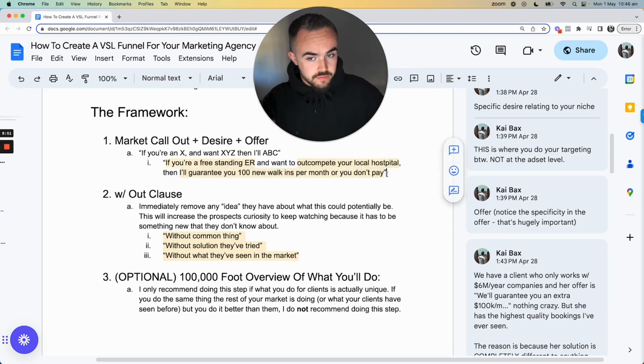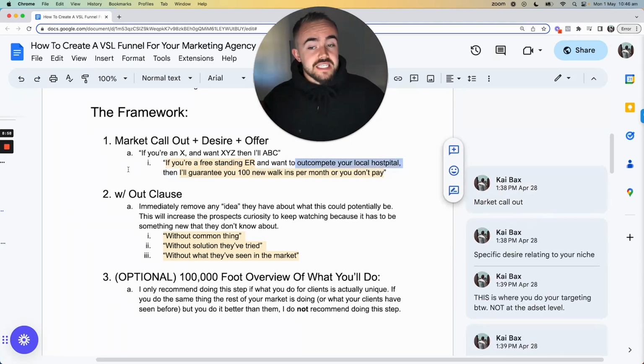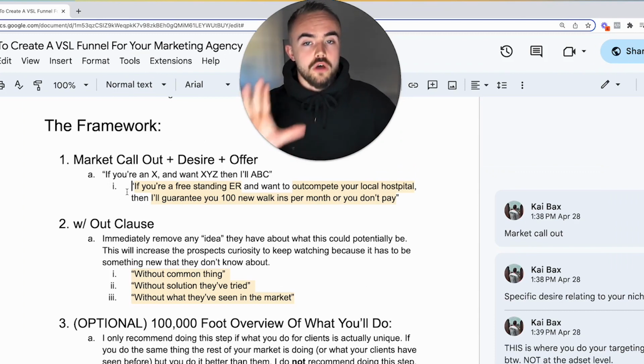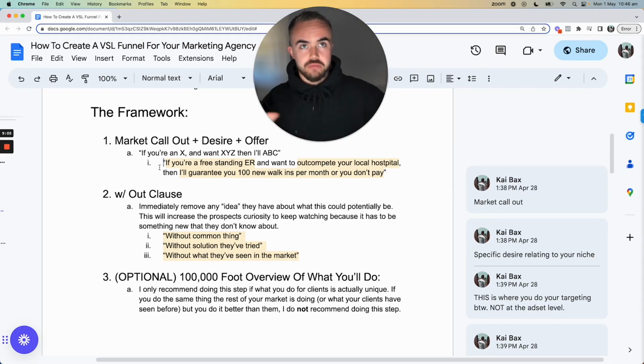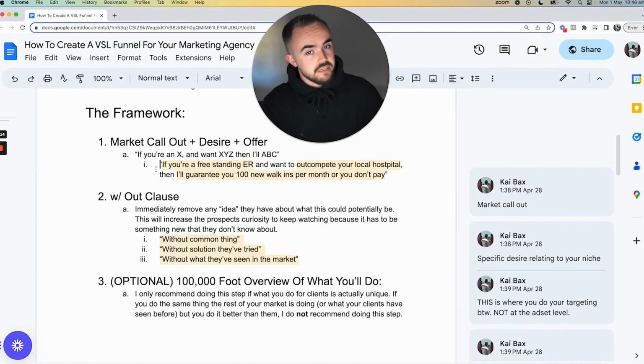Because immediately as you talk about outcomes like this, for example, I'll guarantee you 100 new walk-ins, this industry might not be as bad because freestanding ERs are not as saturated. But going back to that example of gyms, they get marketed to all of the time. With gyms, they typically talk about new members. Hey, I'll get you new members or whatever. They'll see very similar ads all of the time.